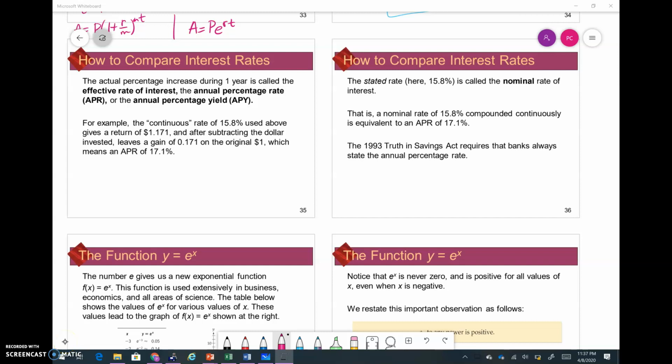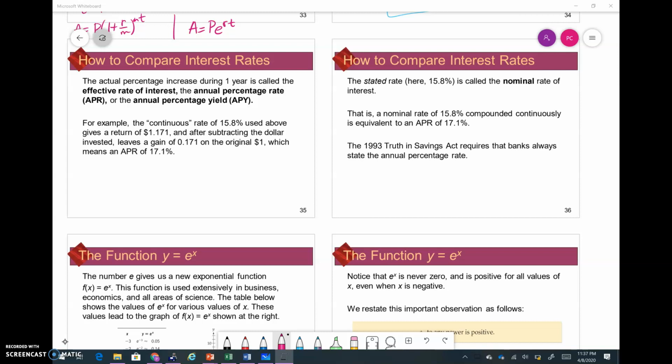All right, so this is Business Cal 4.1, the last part, so part 4. And the actual percentage increase during 1 year is called the effective rate of interest, or the annual percentage rate, or APR, or the annual percentage yield, APY.